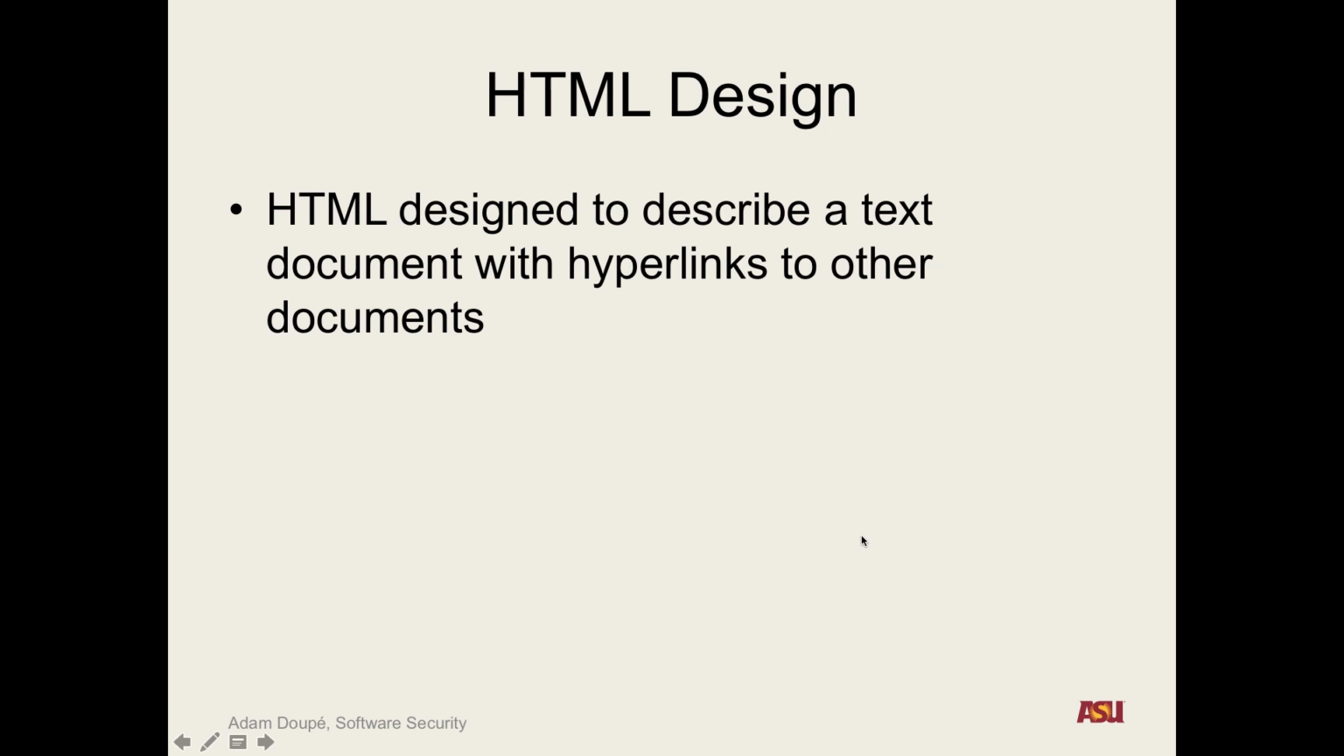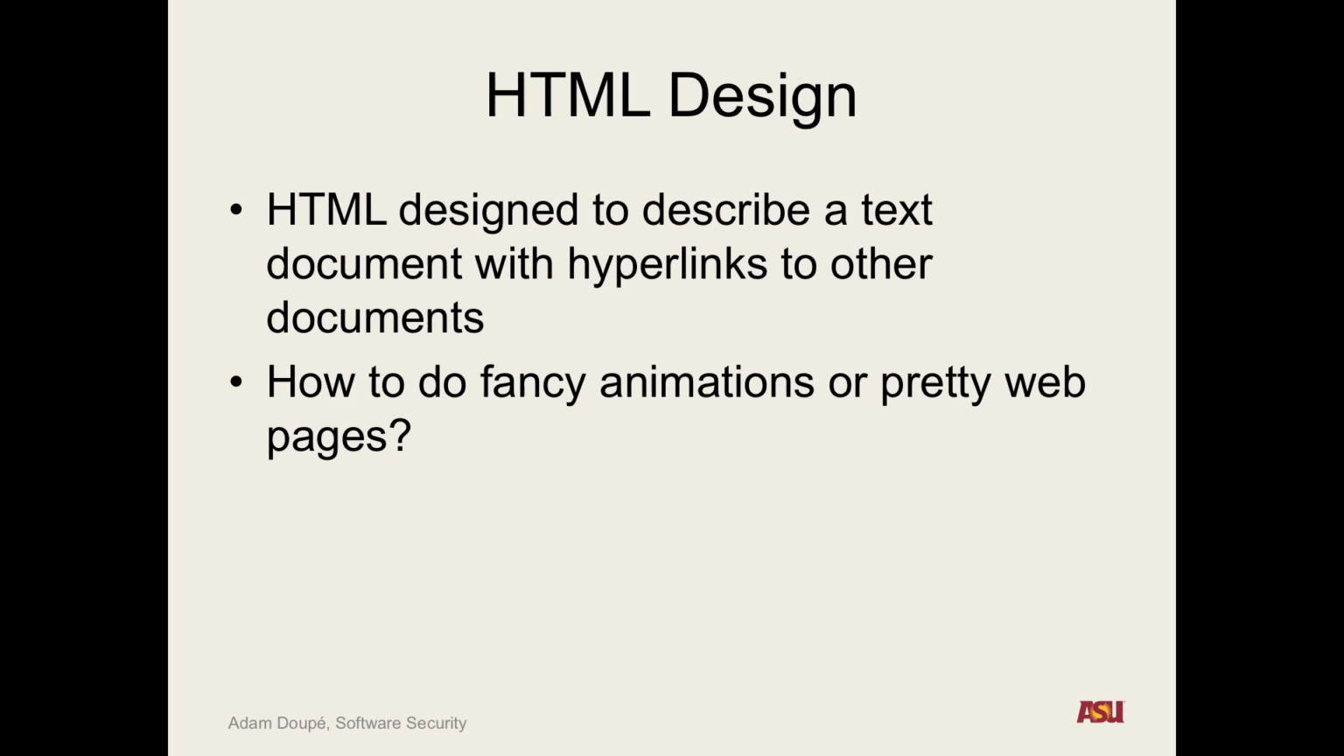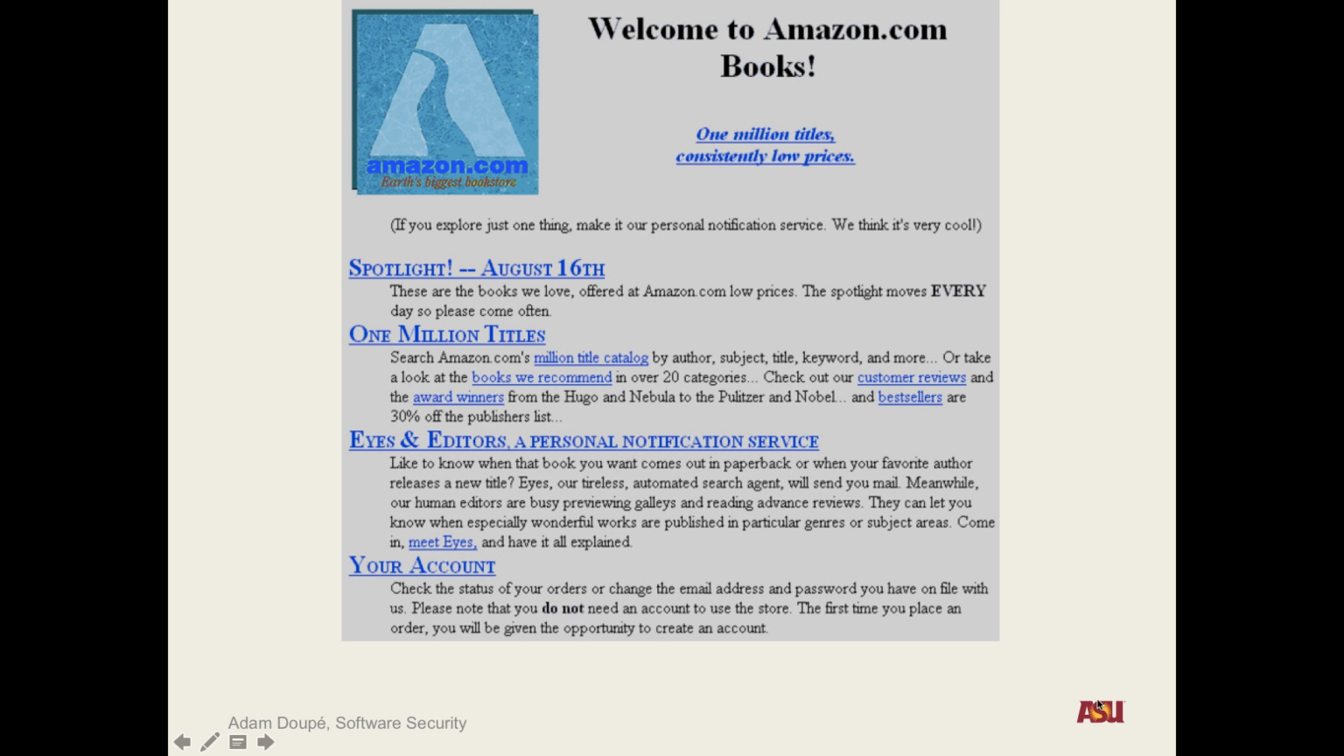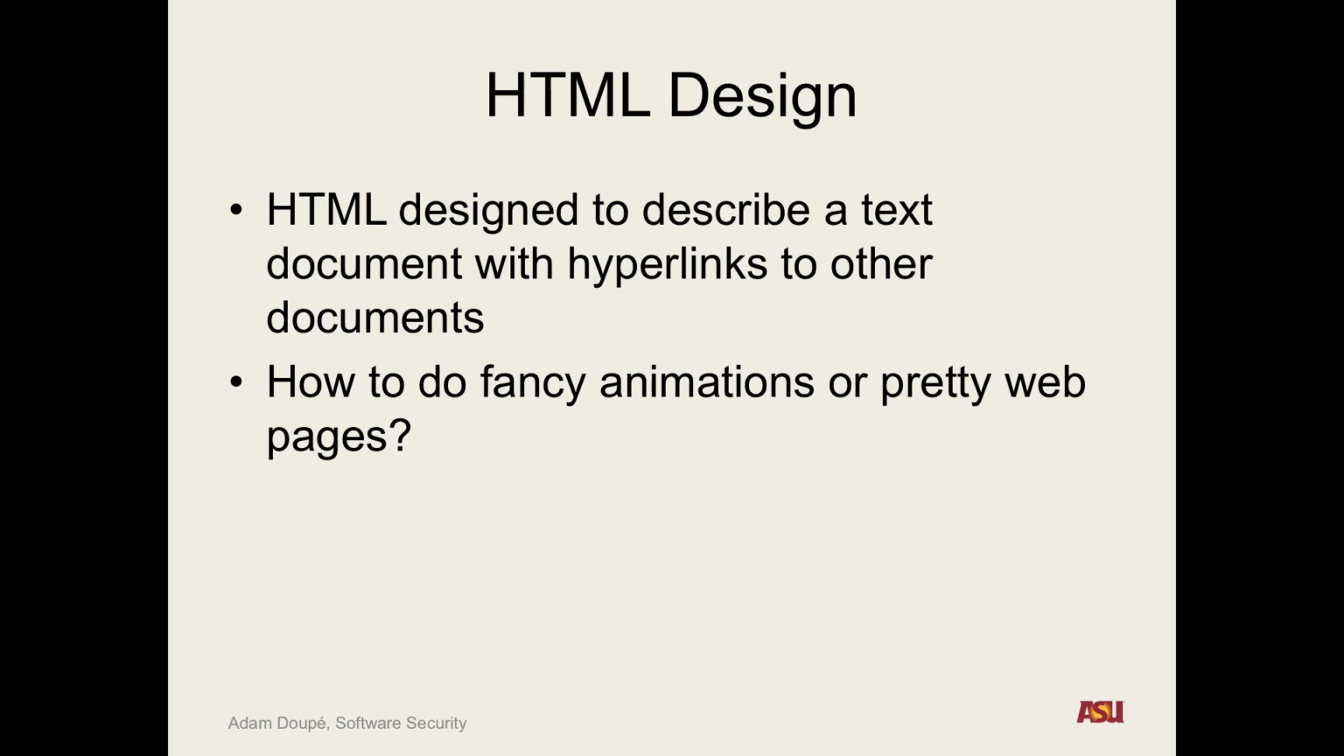So HTML was originally created to describe a text document with hyperlinks to other text documents. This was the basis of HTML: we need a language to describe these hypertext documents. But as the web took off, and you could argue as non-technical people started to interact with the web, they thought, well, how do I make fancy animations or pretty web pages? How do I make something that looks nice and doesn't make me want to throw up and never shop at this place ever again? Sorry, I know some of you are going to work at Amazon, but it's a good historical thing.